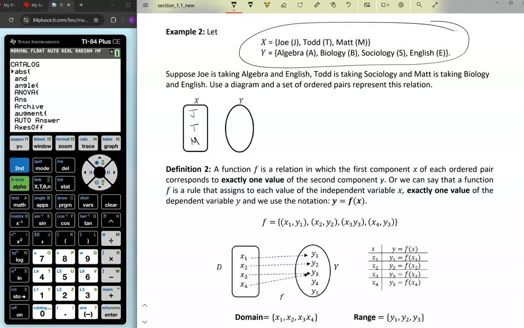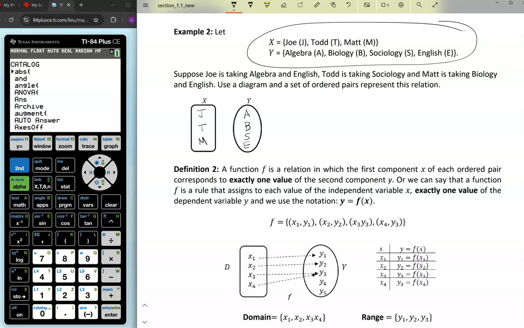And then Y, the range, or the possible range, let me see how it maps out, is algebra, biology, sociology, and English. And it tells me that Joe is taking algebra and English. So two arrows from Joe to those two subjects. Todd is taking sociology, so one arrow to sociology for Todd. And Matt is taking biology and English, so two arrows there. And that's the diagram of our relation.